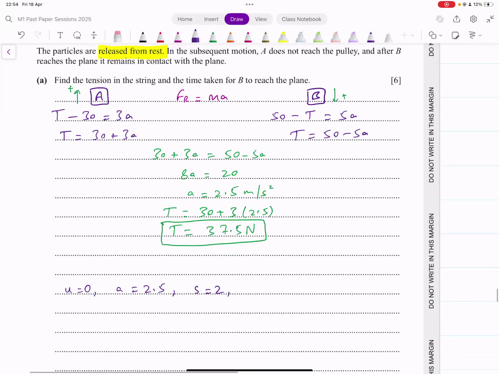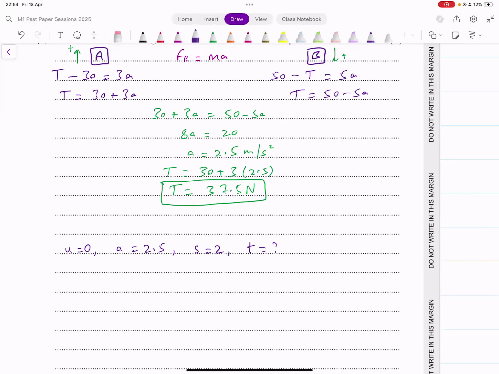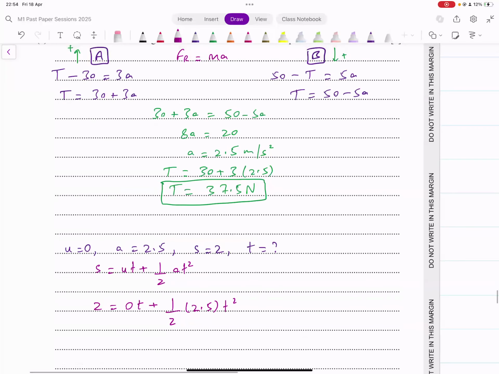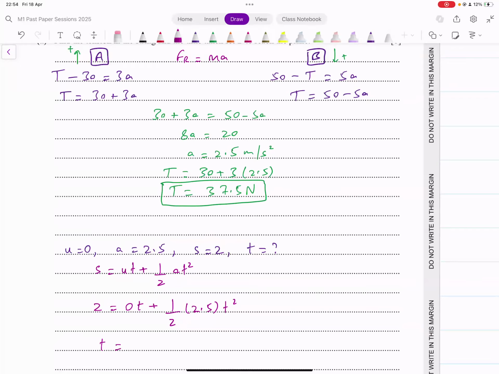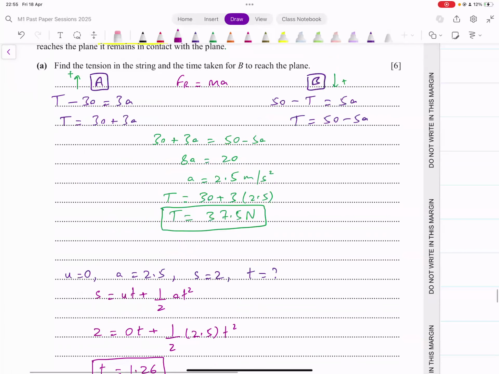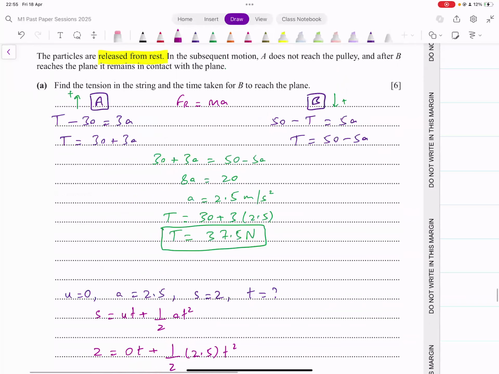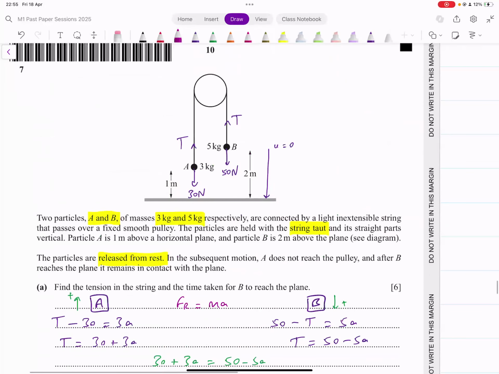Which equation do we use for this? S equals ut plus 1 over 2 into at squared. That's 2 equals 0 into t plus 1 over 2 into 2.5 into t squared. And that gives us t squared equals 4 over 2.5. And then you take the square root of that. What's the time taken? 1.26 to 3 significant figures. That's the second thing that we were looking for. A very easy question at the end of this paper. Part A at least, right? But a lot of you have asked about it. So maybe the second part has something.